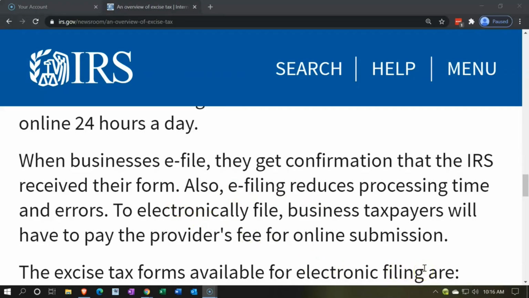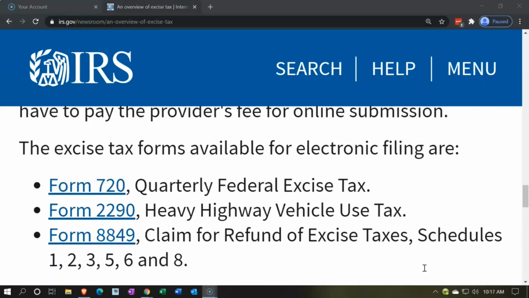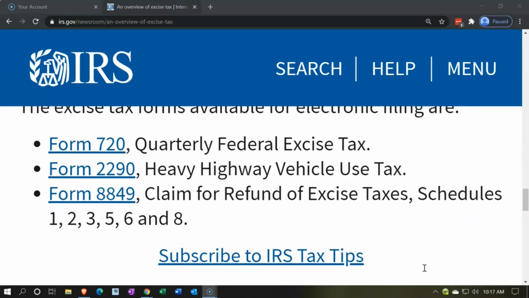To electronically file, business taxpayers will have to pay the provider's fee for online submission. So there's a provider's fee for the filing, but you do get the added security of the filing, or the assurance of knowing that the tax return has properly been received. The excise tax forms available for electronic filing are Form 720, Quarterly Federal Excise Tax; Form 2290, Heavy Highway Vehicle Use Tax; Form 8849, Claim for Refund of Excise Taxes; and Schedules 1, 2, 3, 5, 6, and 8.